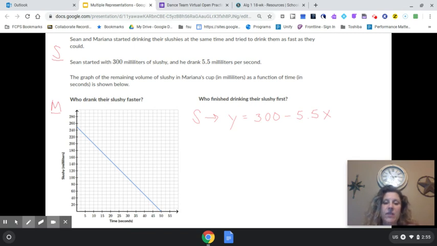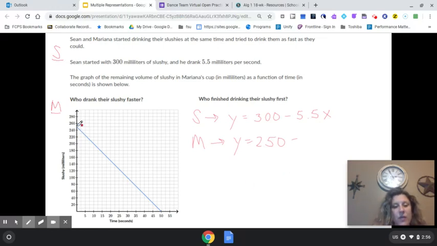If we do the same thing for Mariana's equation, she starts with, let's see here on the graph, 250 milliliters of slushy. So she has less slushy to begin with. So 250 milliliters of slushy. I have to find the slope of this line, which I see that it is going downhill. So it's going to be negative.